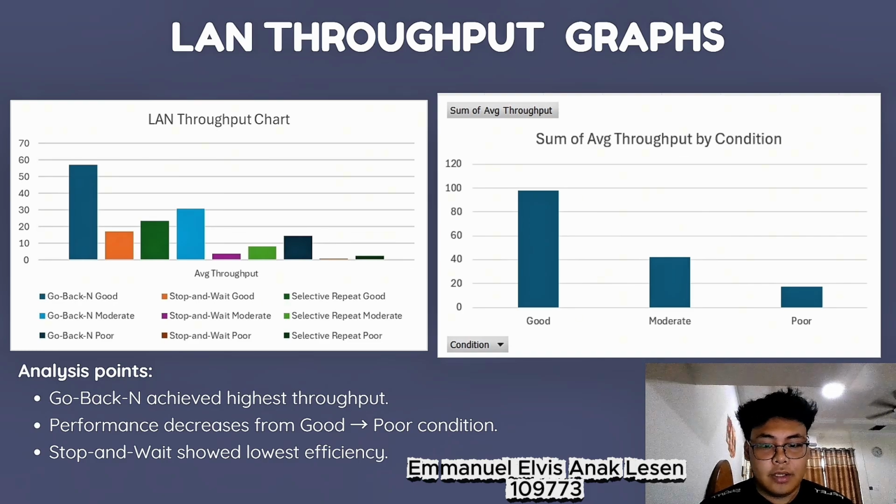Stop and wait recorded the lowest throughput because it waits for an acknowledgement after every packet, making it less efficient compared to the other protocols.